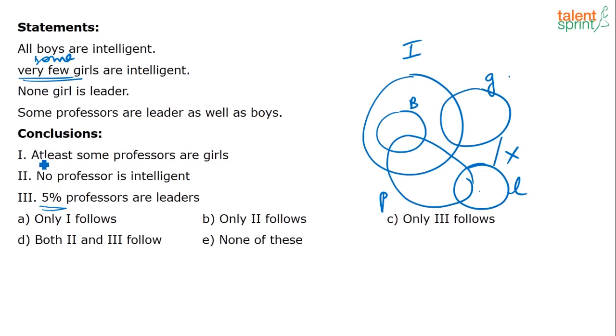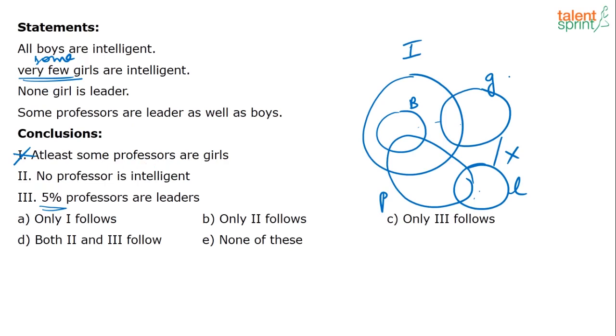Now the first statement says at least some professors are girls. At least some means nothing but some. Some professors are girls. Is it true? Again, if professors was like this, might be it's true. But again, we don't know for sure, right? So it is not a definite conclusion. Okay, so this is not true. It is not a definite conclusion. In the basic diagram, it's not satisfying. So it is not true.